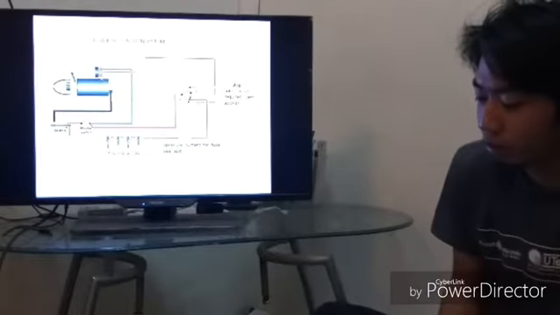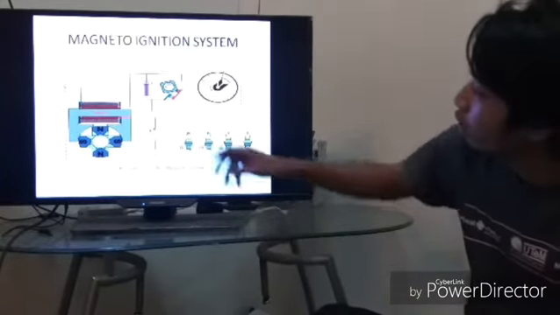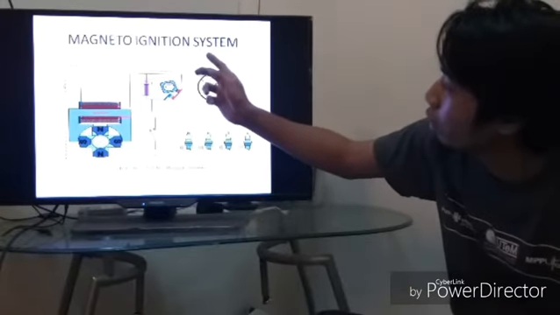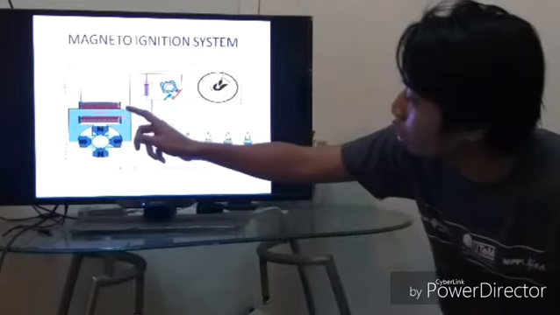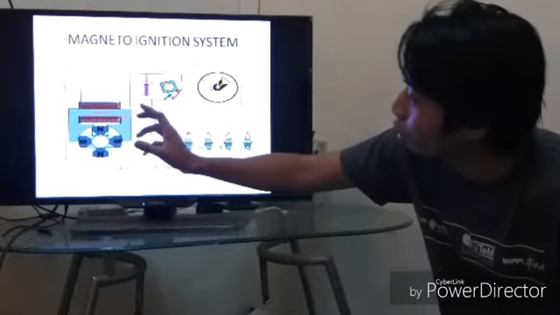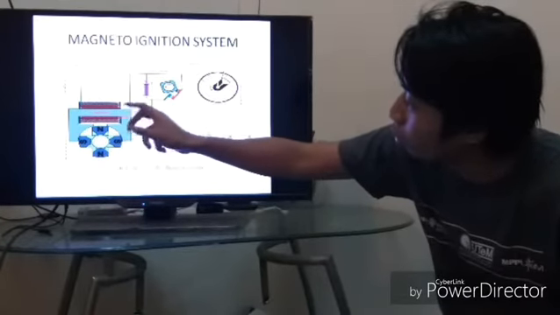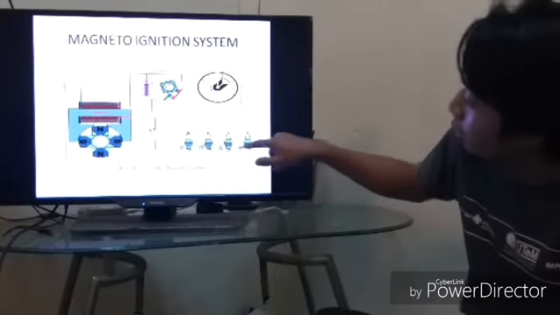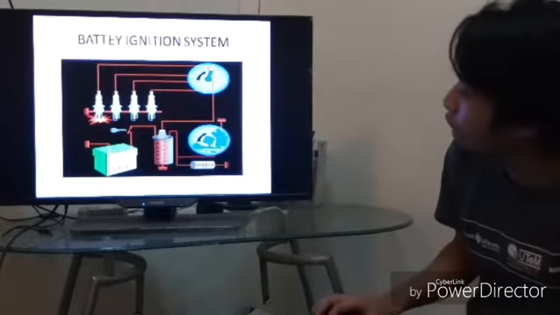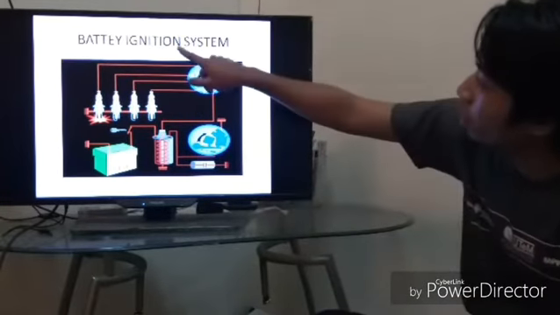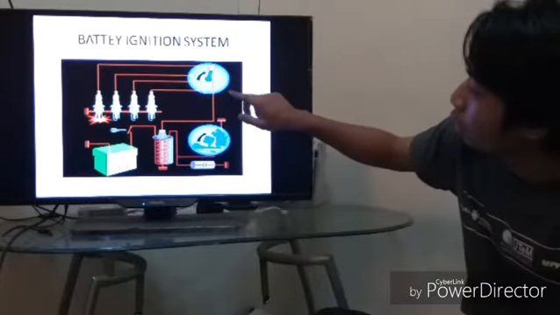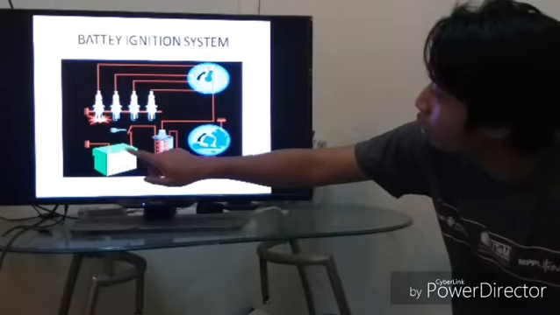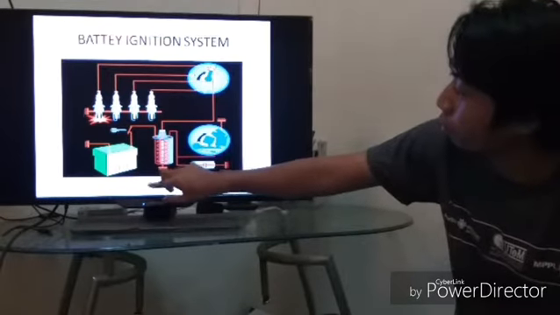After that, we can see the magneto ignition system. This ignition system uses a coil that magnetizes the coil to ignite the spark plug. Next, as we can see, this is a battery ignition system. This system uses a battery as the power source for the ignition.